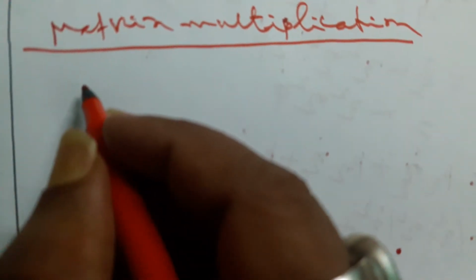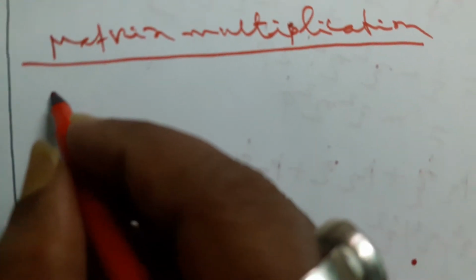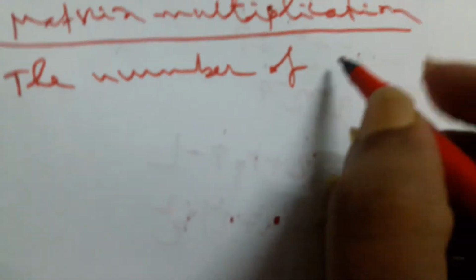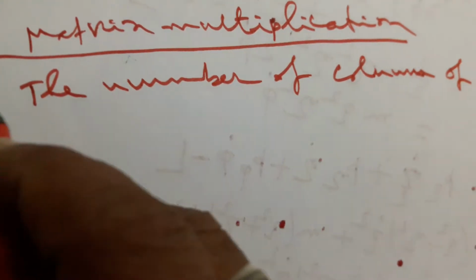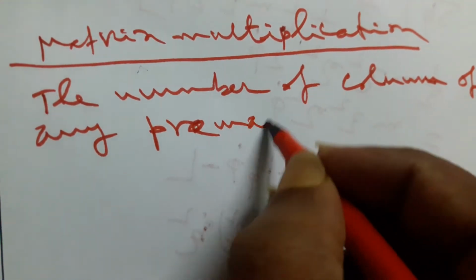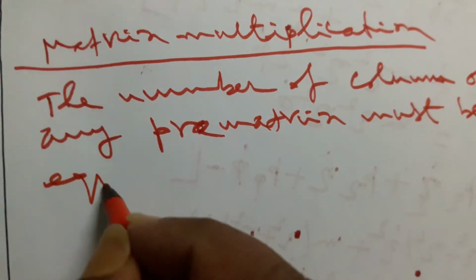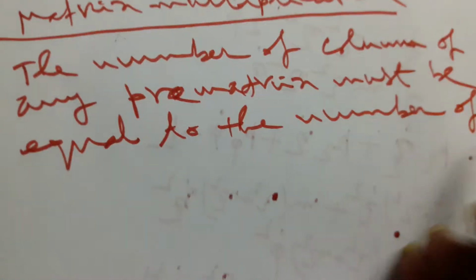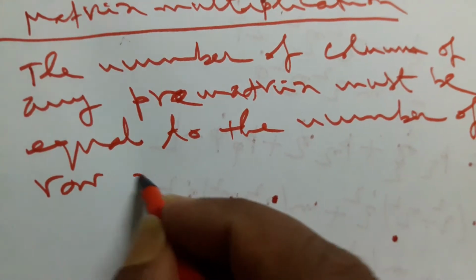Now, how to find the multiplication of a matrix? The only condition is the number of columns of any pre-matrix must be equal to the number of rows of the post matrix.